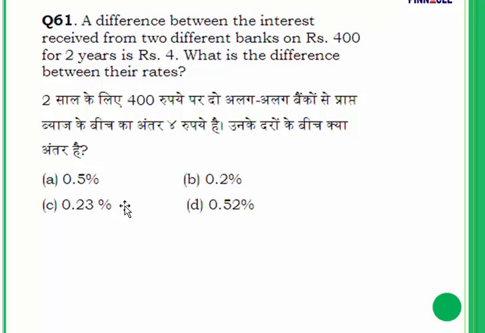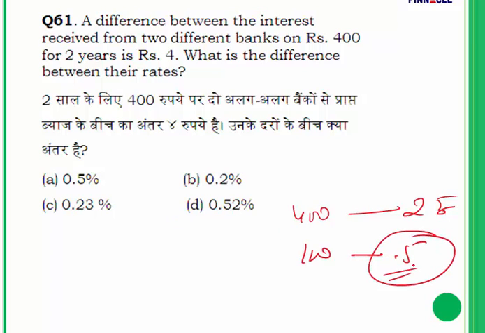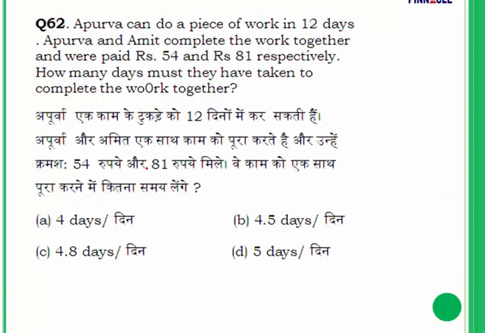Now the next question, question number 61. A difference between interest received from two different banks on rupees 400 for 2 years is rupees 4. What is the difference between their rates? On 400 for 2 years, the difference is 4, because the interest is simple when nothing is given. For 2 years, the difference is 4 rupees. For 1 year, the difference would be 2 rupees on 400. On 100, it would be 0.5. Answer is 0.5%. Percent means on 100 rupees. So on 100, it is 0.5. Answer is A.